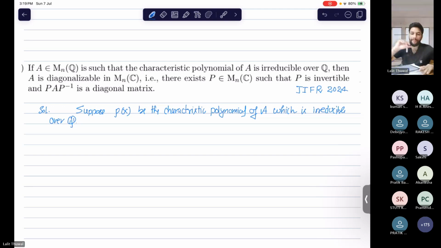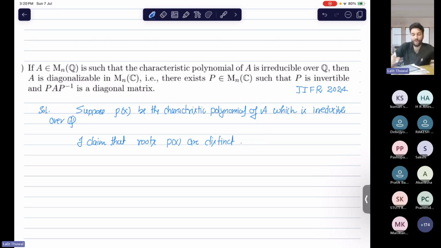Okay, so this is not false. Let me tell you why this is not false. Suppose P(x) is the characteristic polynomial of A, which is irreducible over Q. So I claim that the roots of P(x) are distinct over C.